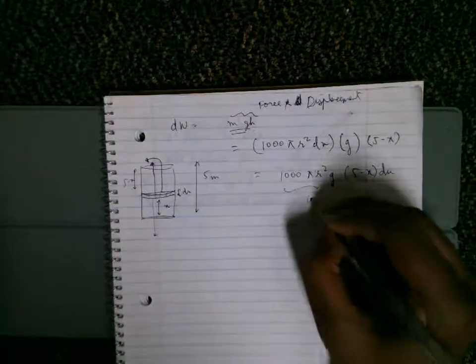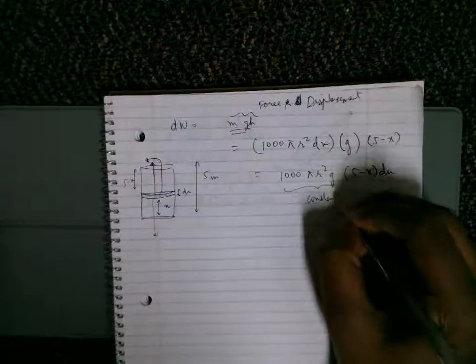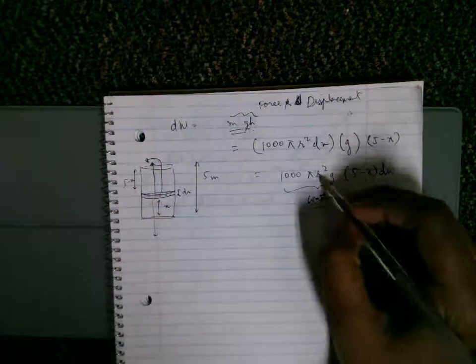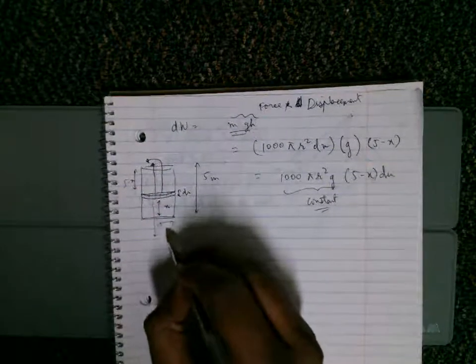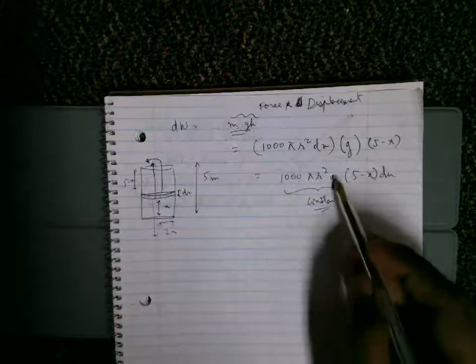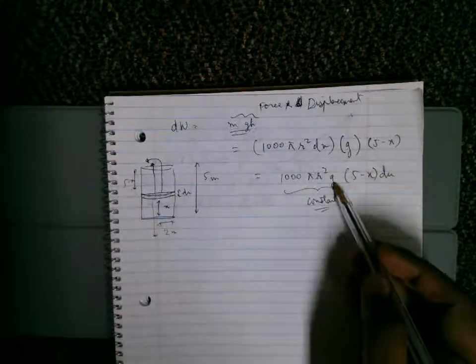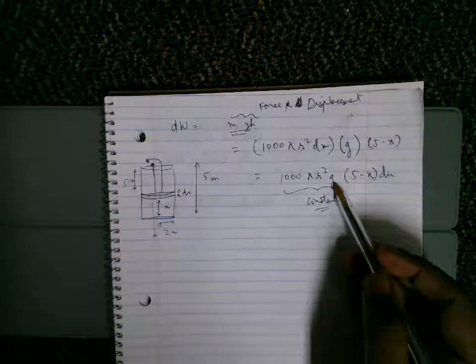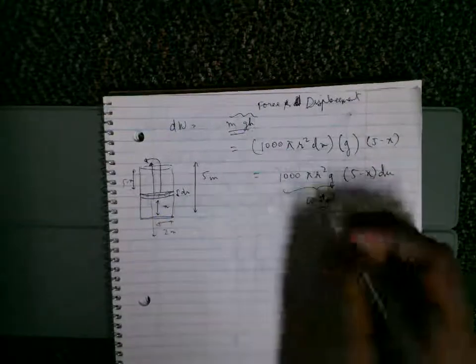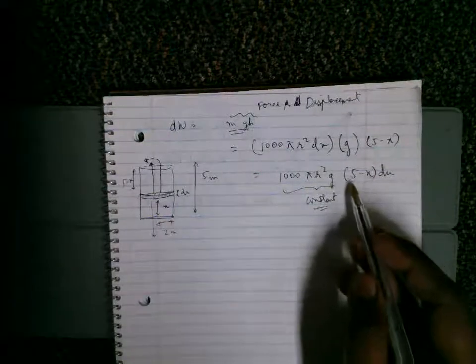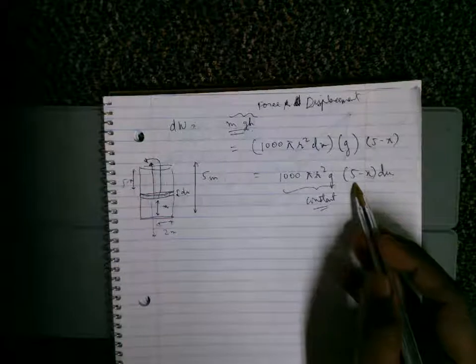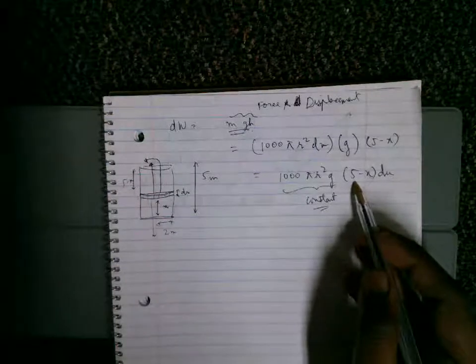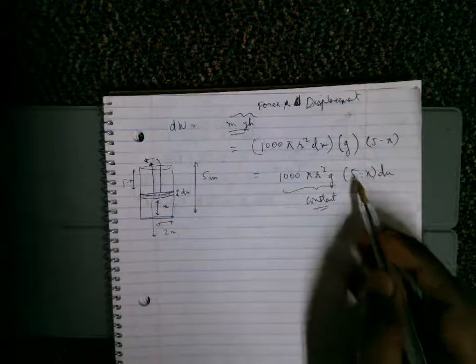So these are all constants, because r is the radius of the cylinder, which is a constant, 2 meters. Pi is a constant, 1000 is a constant. g is the acceleration due to gravity, which is 10 meters per second squared, which is also constant. And then we have (5 minus x) dx.